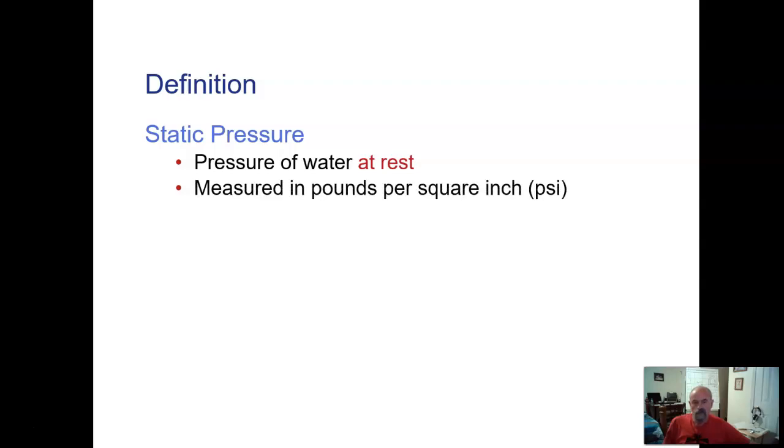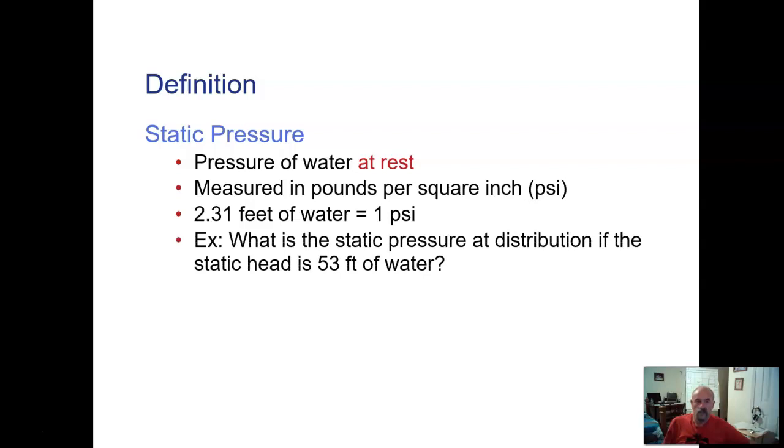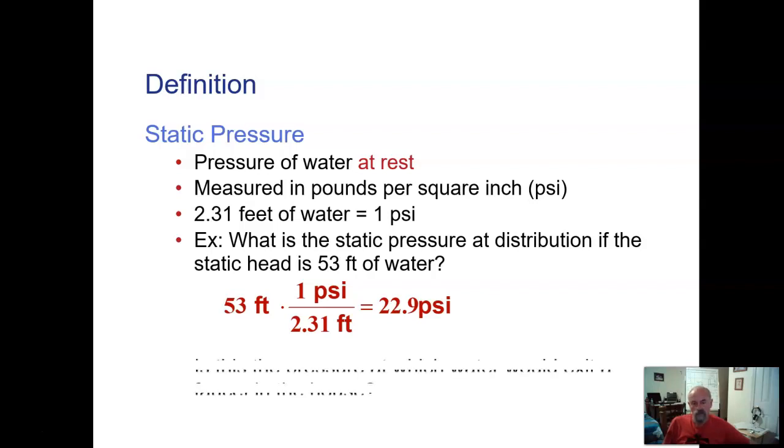It's measured in pounds per square inch, and 2.3 feet of water height for a tank equals 1 psi. So what is the static pressure at distribution? If the static head is 53 feet of water, this would be the formula here. We work 53 feet times 1 foot over 2.31 feet, which would give you 22.9 pounds per square inch.